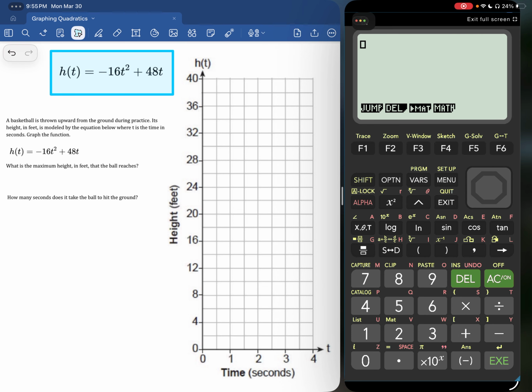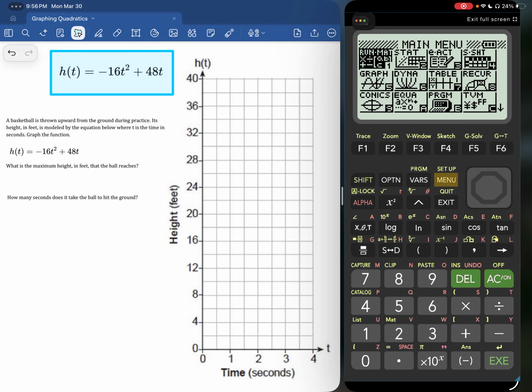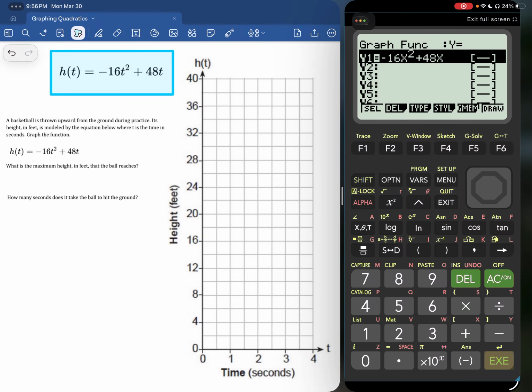Hey guys, so I want to show you how to use your calculator to graph a quadratic function and how to adjust the window when you're not able to see the graph on your screen. So here I have the function negative 16t squared plus 48t. If I want to graph this, the first thing that I want to do is go to the graph function of the calculator, enter in the function, so negative 16x squared plus 48x, and then I want to hit enter.